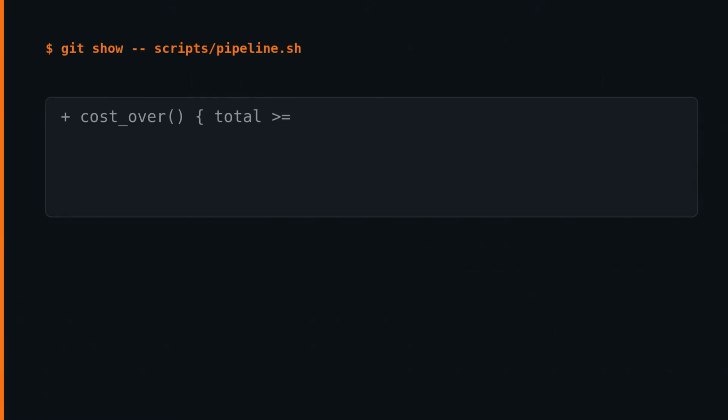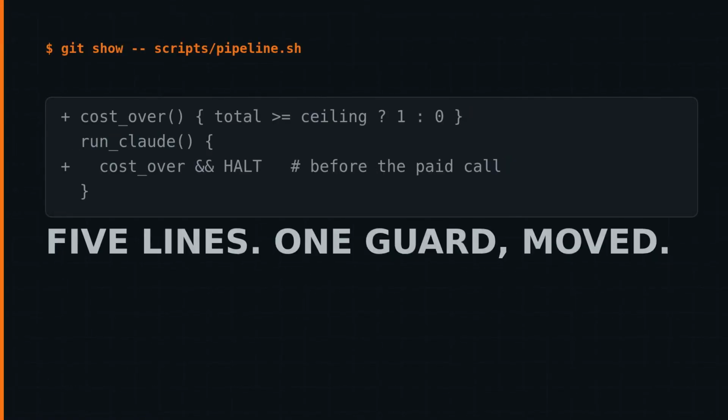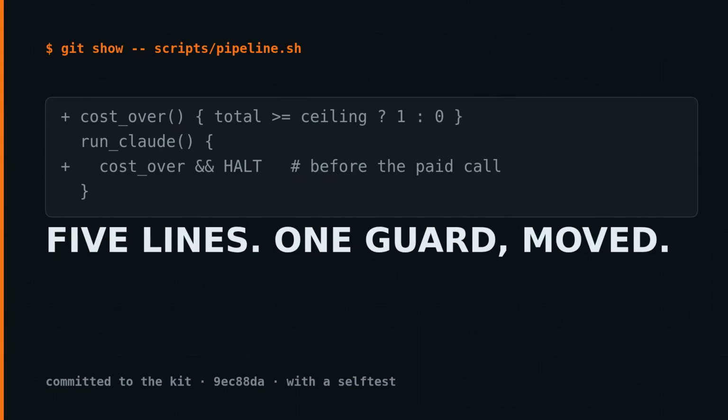The fix falls straight out of the diagnosis. If the ceiling only guards the exit, put a guard at the entrance. First, I pulled the comparison, is the running total at or over the ceiling, out into its own tiny function, so there is exactly one definition of over budget, and both places call the same one. Then I dropped that check in as the very first line of the function that runs a Claude session before it spends a cent. If you are already over budget when you walk in, you halt right there before the paid call, not after it.